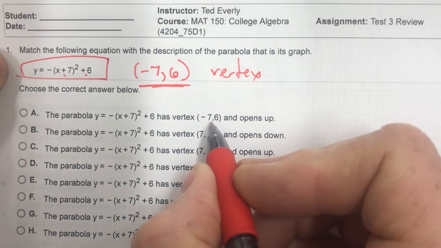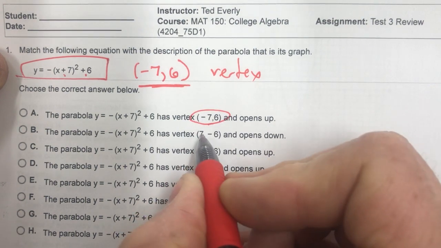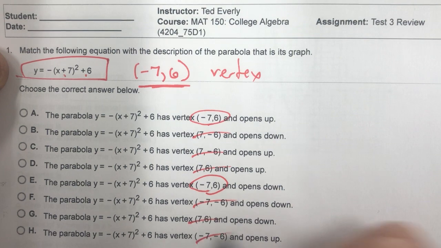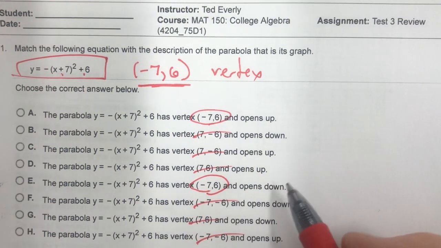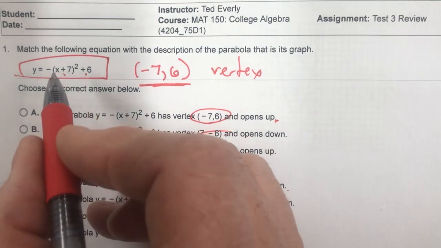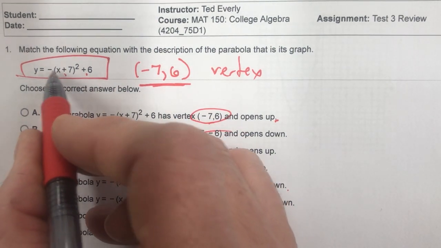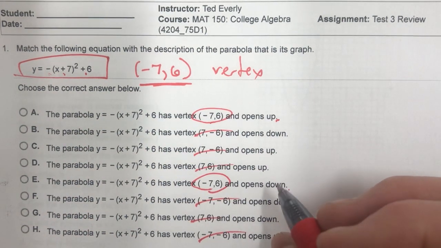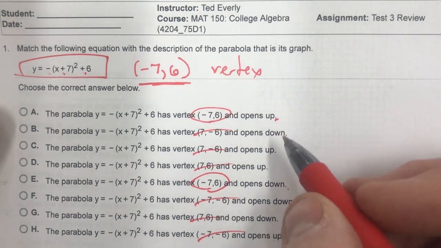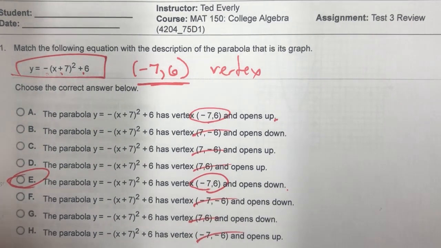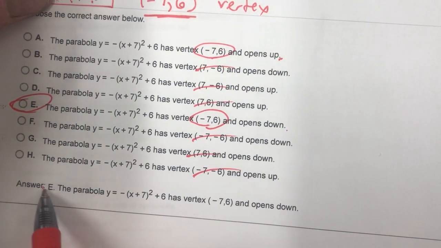All right, so let's see here. Negative 7, 6 could be this one. Nope, nope, nope. Could be this one. Nope, nope, nope. So it's one of these two. Now all I need to do is determine, does this thing open up or does it open down? Well, look in the front here. There's a negative in front of my x squared, which means it's going to be concave down. So, E. All right, and we see the answer right there was E. That's right.